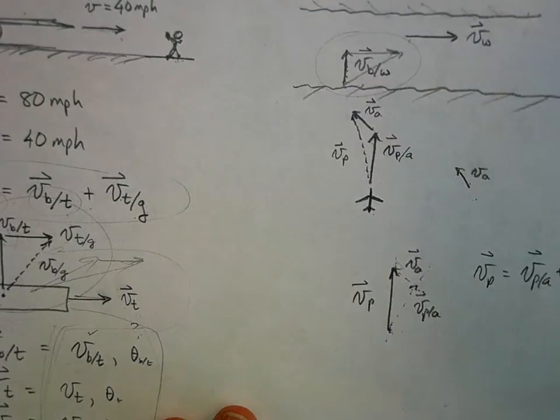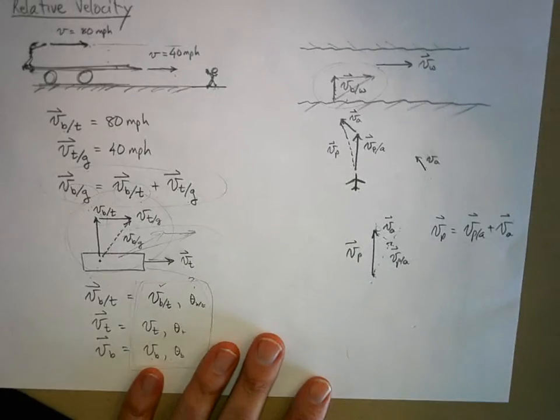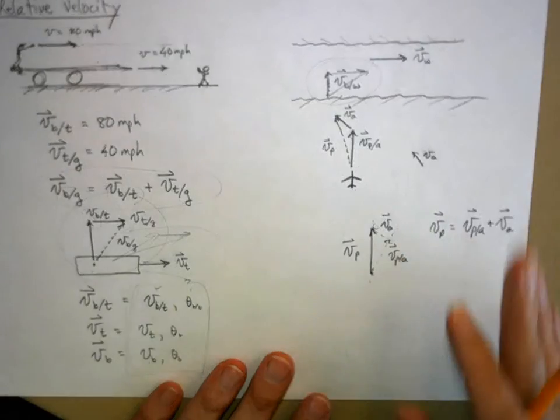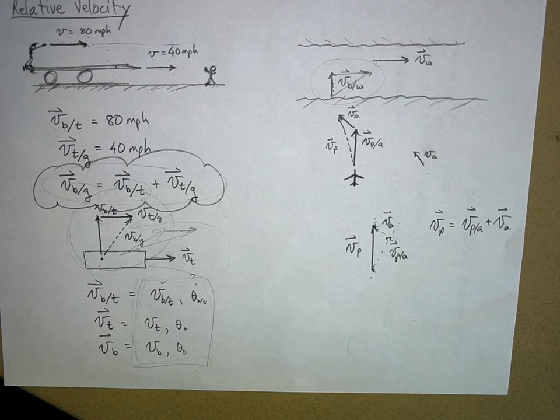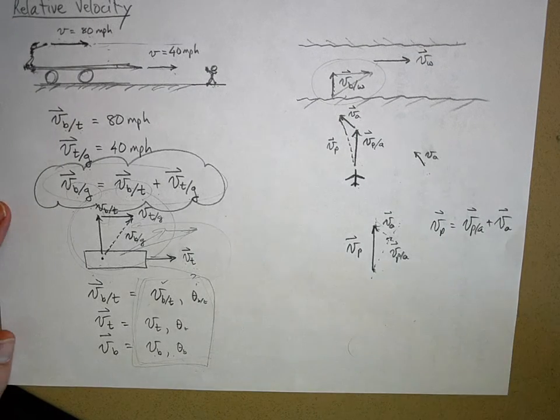But let me zoom all the way out so you can see the whole thing. This is the key right here to figuring out relative velocity problems. So good luck with them. Try to have assignment 3 and 4 ready to be whiteboarded on Thursday. That's all.